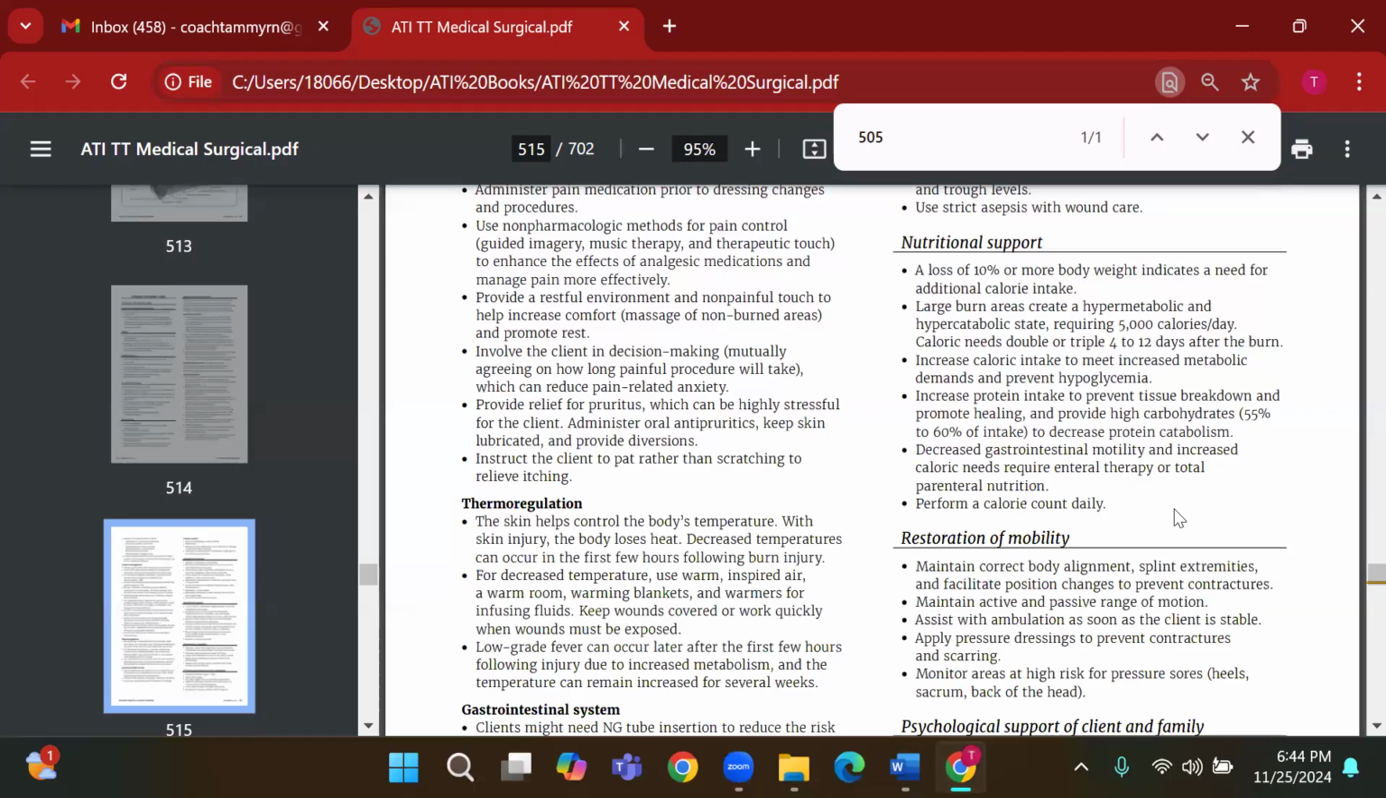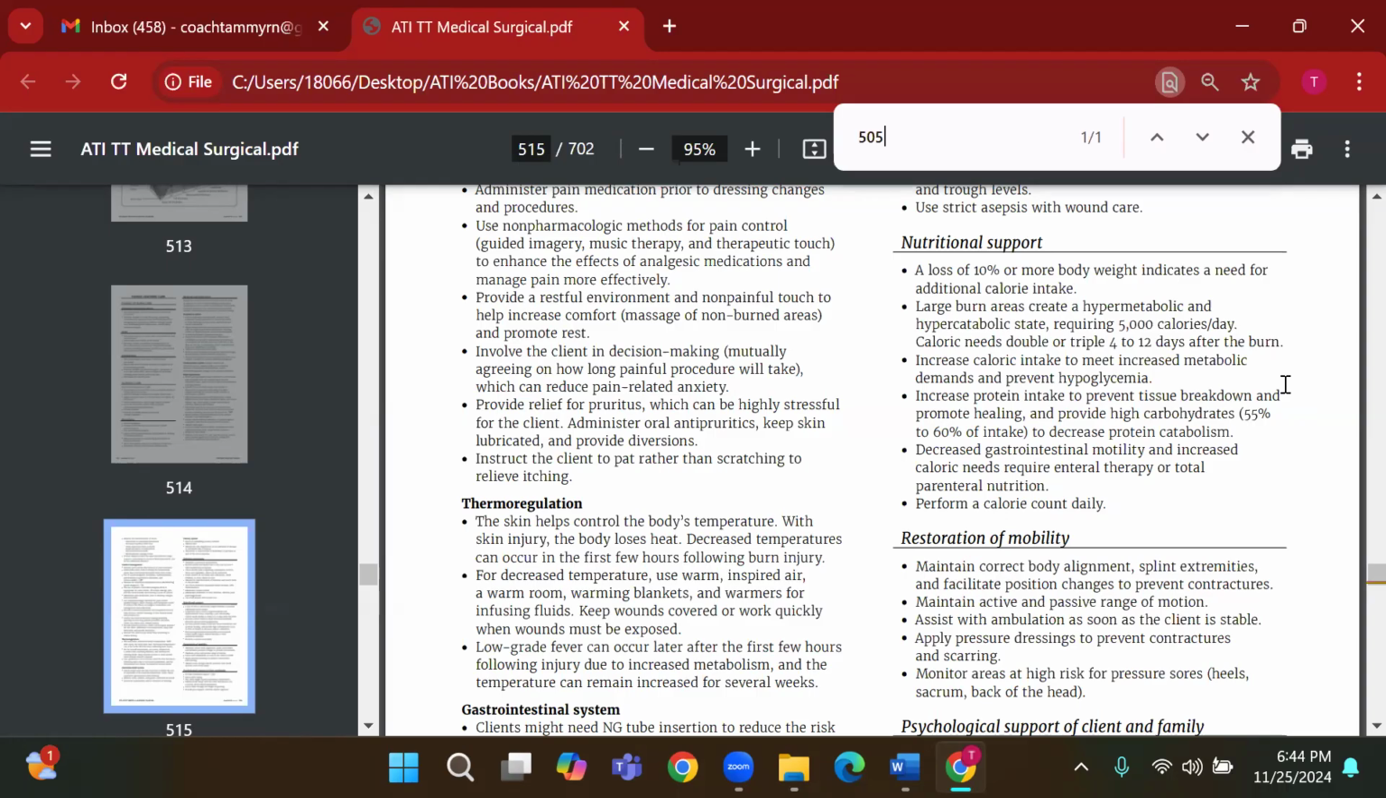So a loss of 10% or more in body weight indicates a need for additional calorie intake. If you have a large burn area, it creates a hypermetabolic and hypercatabolic state requiring at least 5,000 calories a day. That's a lot. That's a lot. Caloric needs double or triple 4 to 12 days after the burn. So their metabolism is really going to be high.